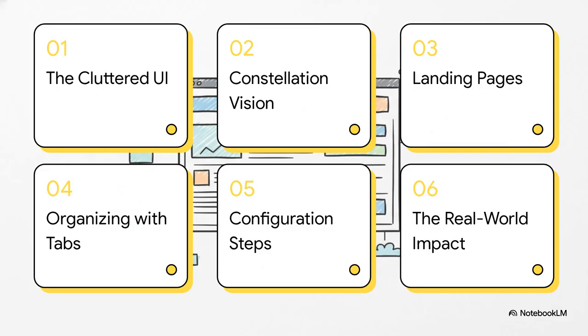So, to see how we get to that effortless experience, here's our game plan. First, we'll really dig into the cluttered UI problem. Then, we'll check out Pega's solution, the Constellation vision, and see how that comes to life on landing pages. We're going to zero in on a super simple but really powerful tool, tabs. Look at how to set them up, and then finally, see the huge real-world impact this all has.